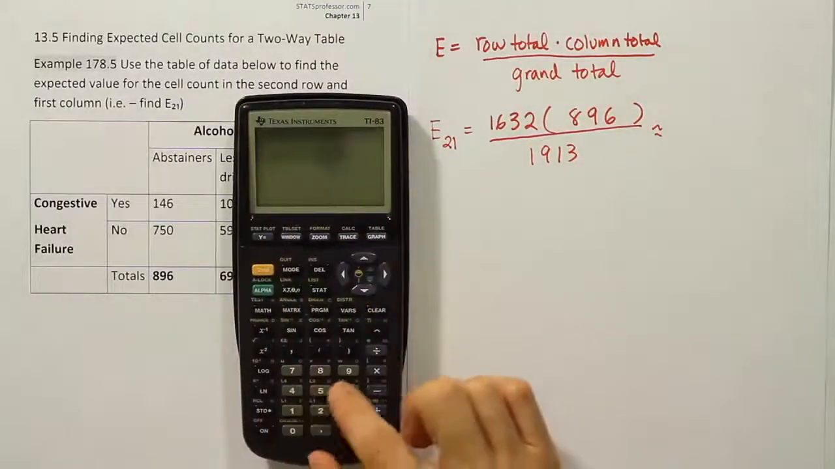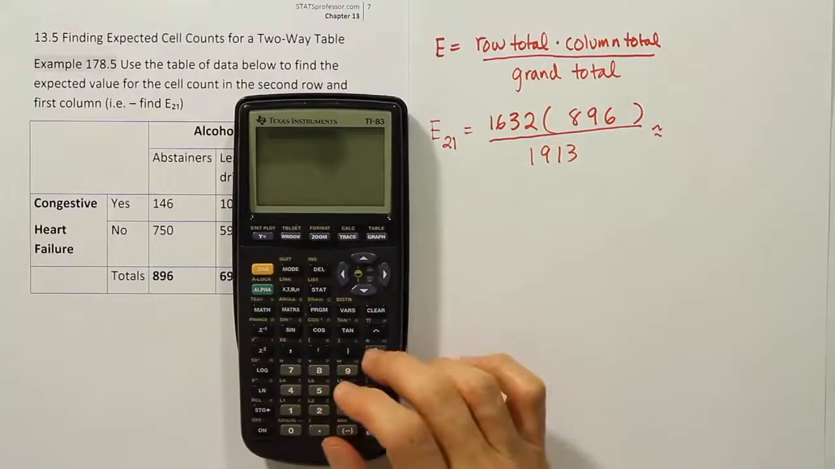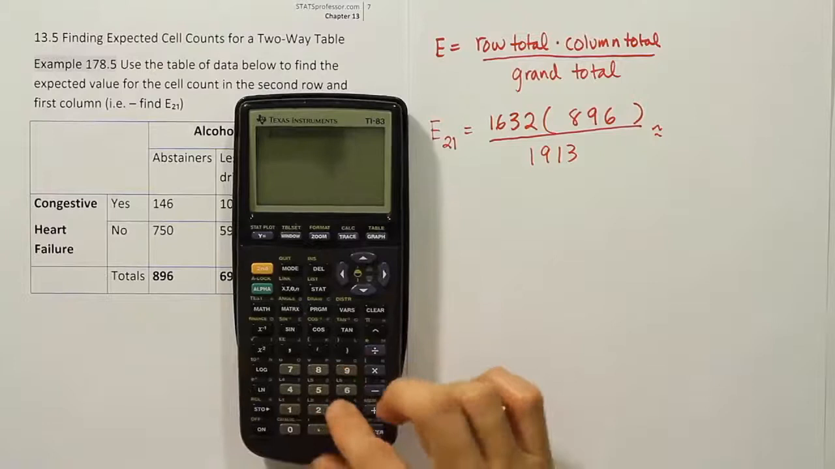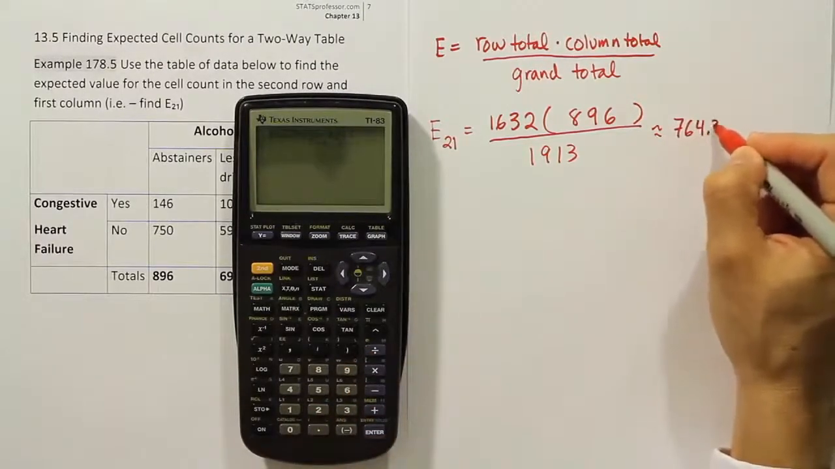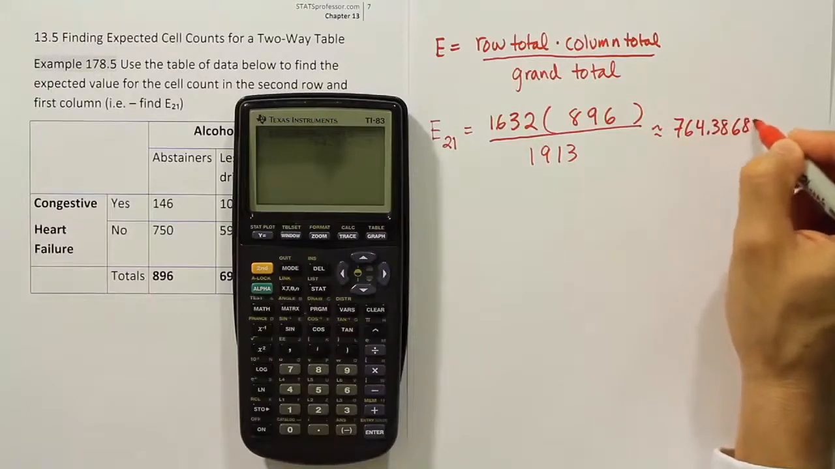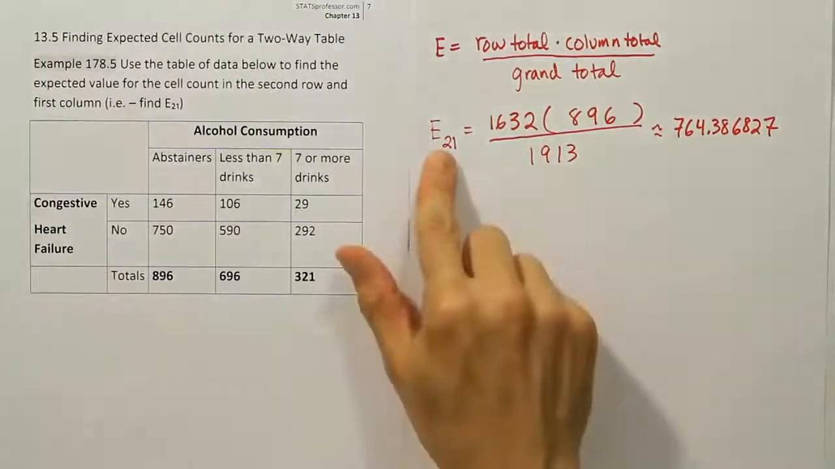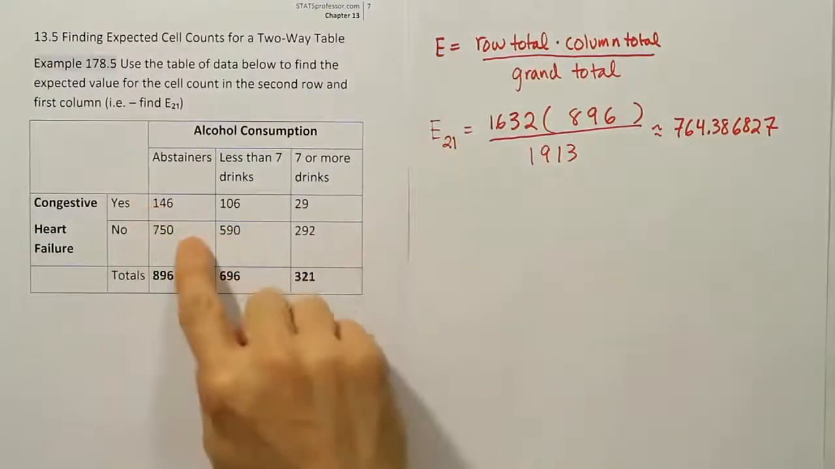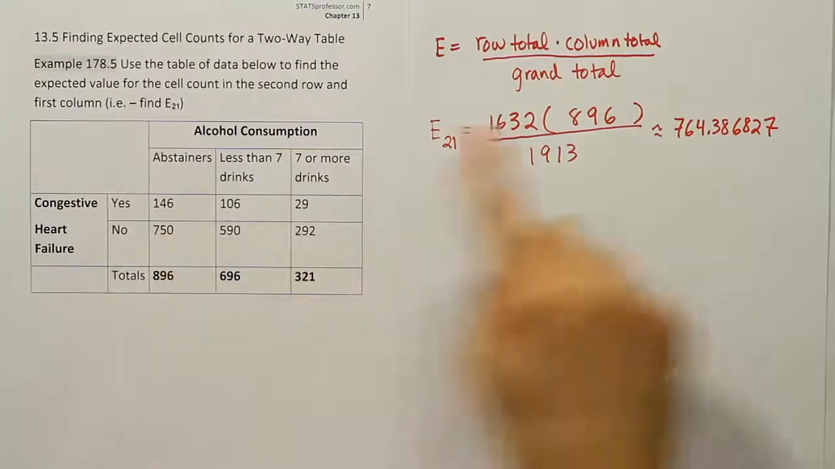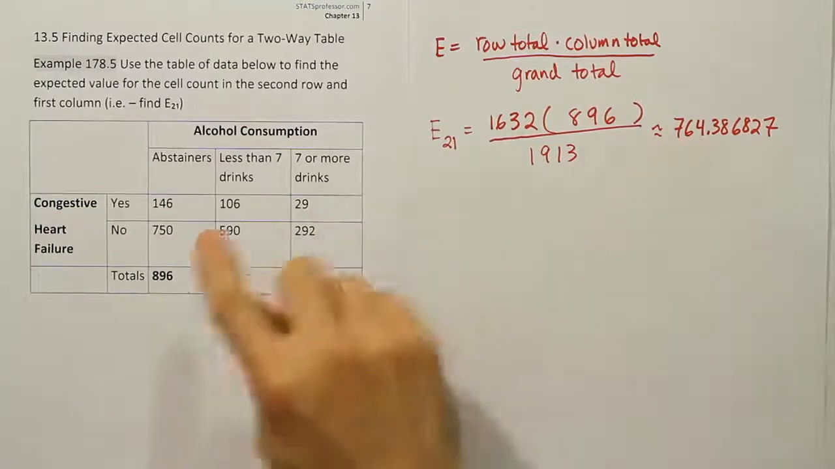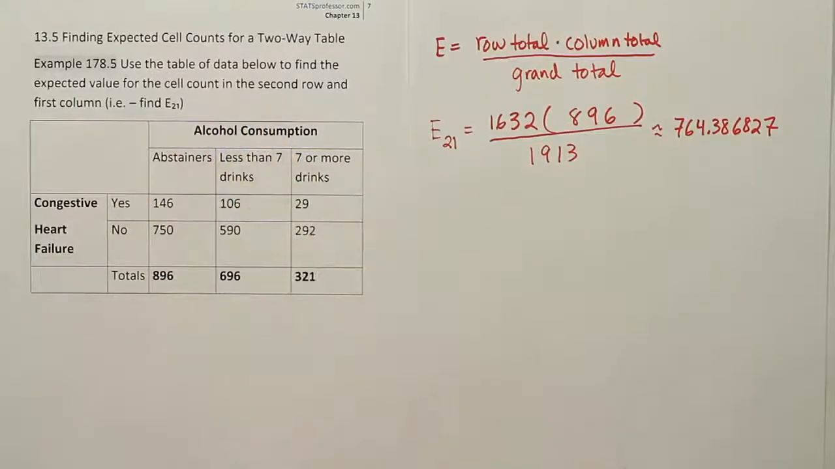All right, and let's see what this works out to be once we do the division here. So we'll have 1,632 times 896 divided by 1,913. And when we're done, we get 764.38687. That's our full expected value for the cell in the second row and first column. That means this position here where the 750 lies. So we actually observed 750 patients. We expected to see about 764 in that category, assuming that the two categories are independent, right? Okay, so that's it.